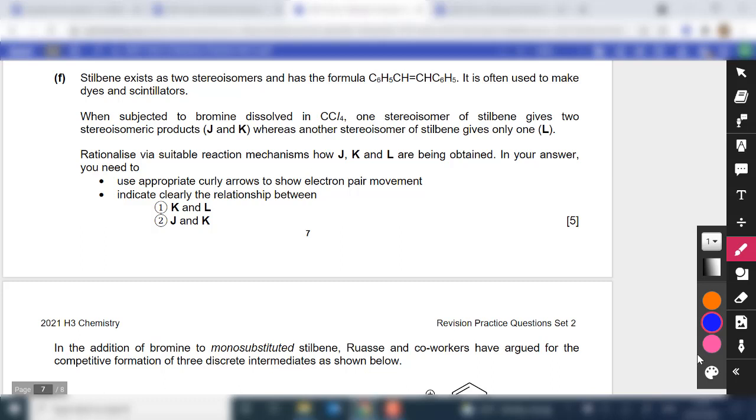Okay. So for this particular part, you are told that stilbene exists as two stereoisomers. Given this particular formula, you should be able to tell that it consists of the E and the Z isomers, because you have a phenyl ring bonded to a carbon and then bonded to an H, double bond to a carbon, and then of course you have another phenyl ring and an H. So it can either exist as the E or the Z configuration. You were told that when it's subjected to bromine dissolved in CCl4, one stereoisomer of stilbene gives two stereoisomeric products J and K, and the other one gives only one.